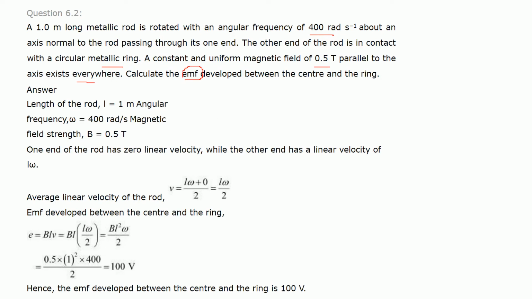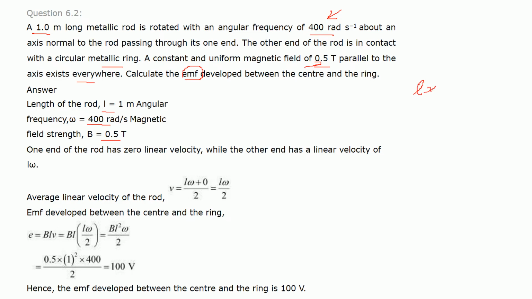So what all is given, let us write. This is 1 meter, so L, the length of the rod, is 1 meter. The angular frequency is 400 radian per second, so let us write omega as 400 radian per second. Then we have the magnetic field, B, which is 0.5 Tesla. Now according to the question, one end of the rod has zero linear velocity, while the other end will have a linear velocity, which is what?